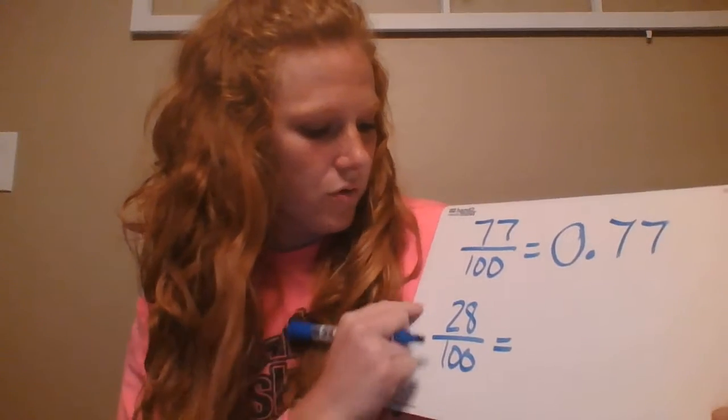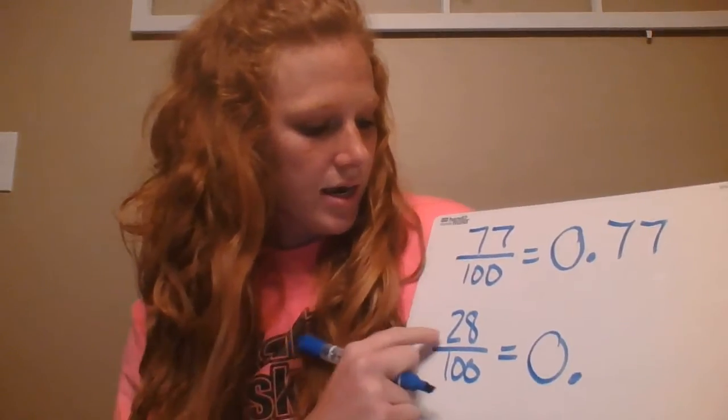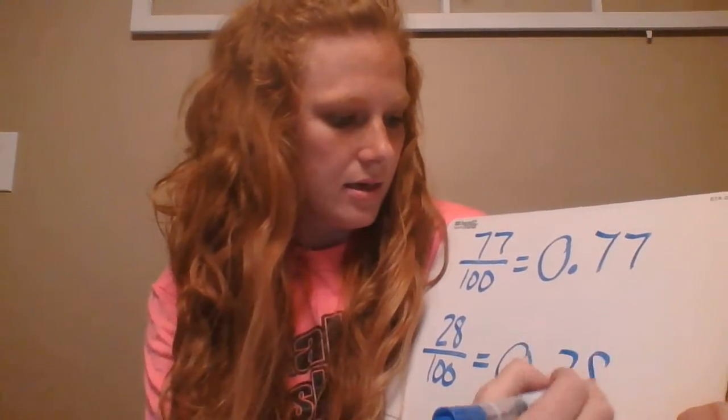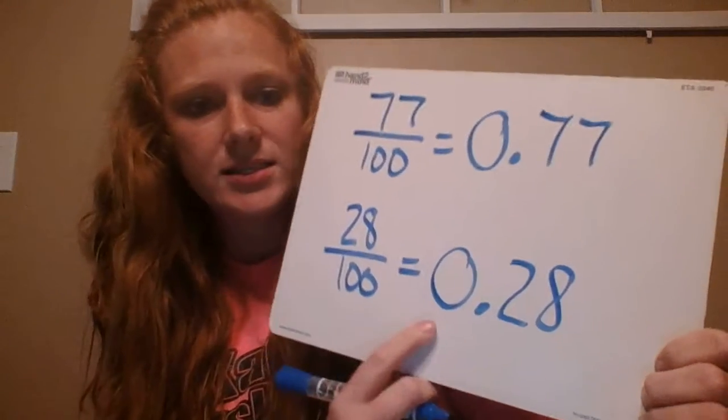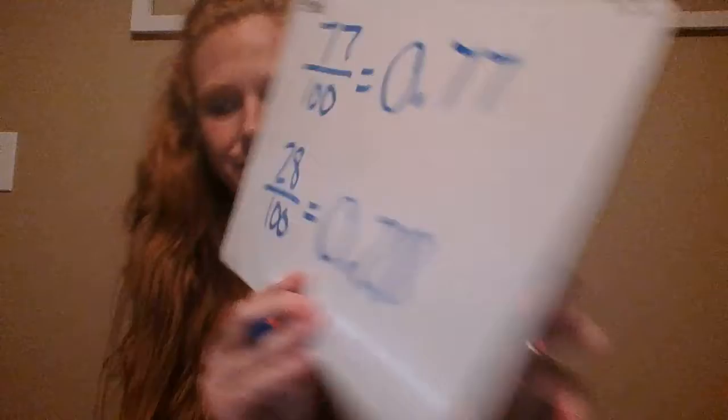The next one, I have no whole number before, so I put a 0. I put my decimal, and in the tenths place, I have a 2, and in the hundredths place, I have my 8. So I write it as 0.28, which reads as 28 hundredths.